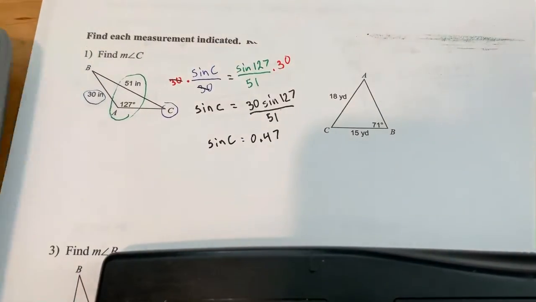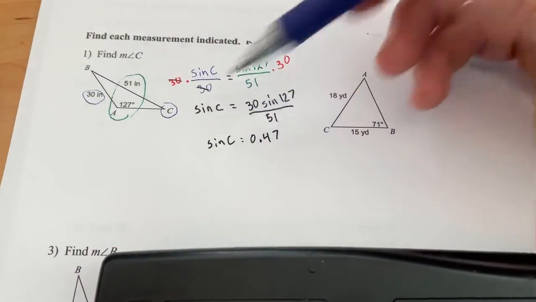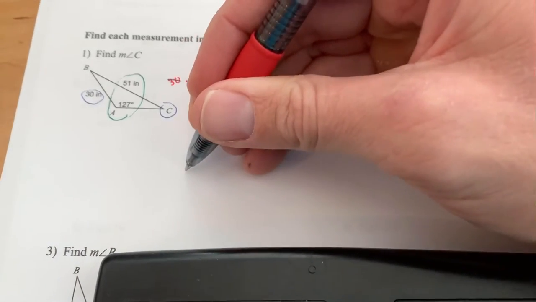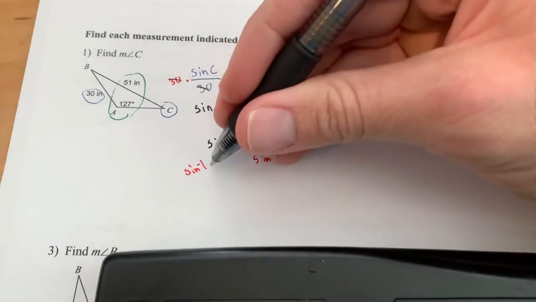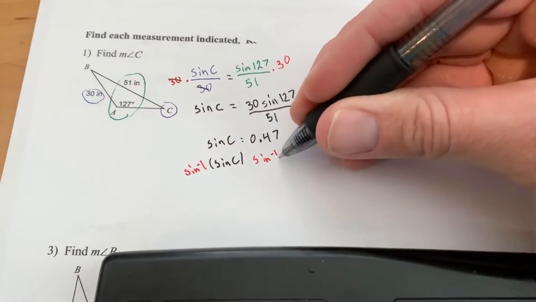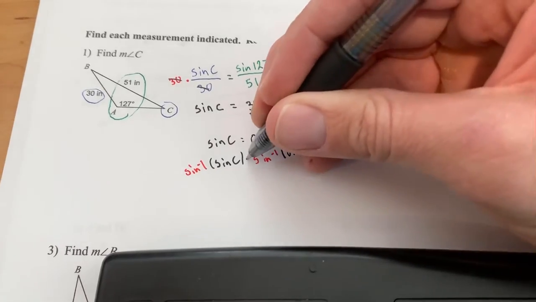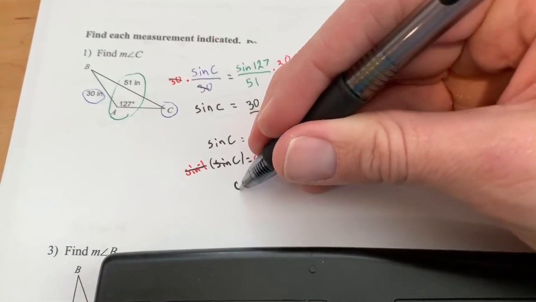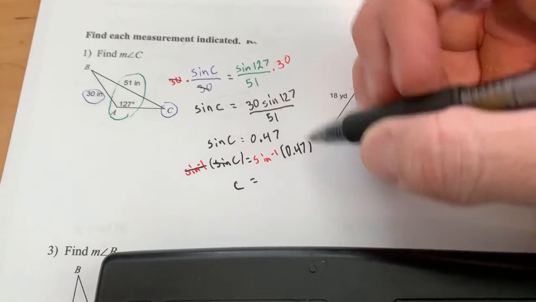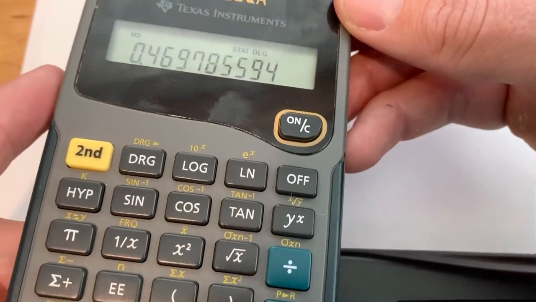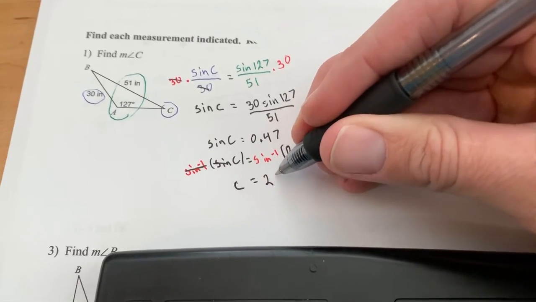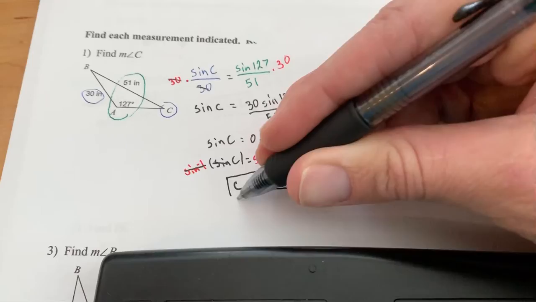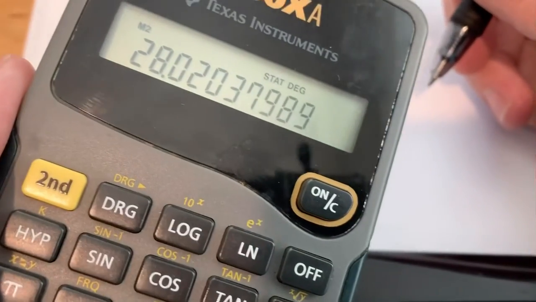So the next step, just like we did on the first lesson of the week, we need to solve for C. So I'm going to do the inverse sine of both sides. The inverse sine and sine here cancel out. I'm just left with C is equal to the inverse sine of 0.47. So actually I can just go back and use this calculator here. I'm going to do second inverse sine and get 28.02. It does say round to the nearest tenth, so I'll just do 28.0, since it's 02, round down.